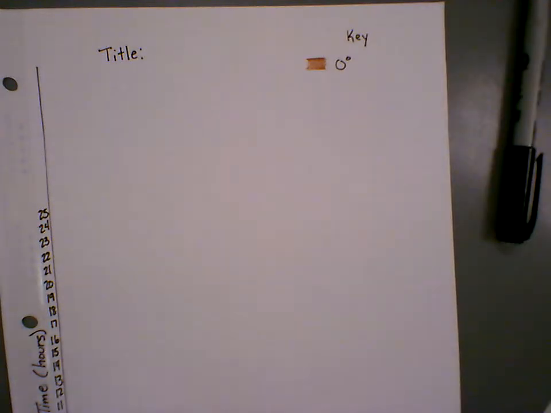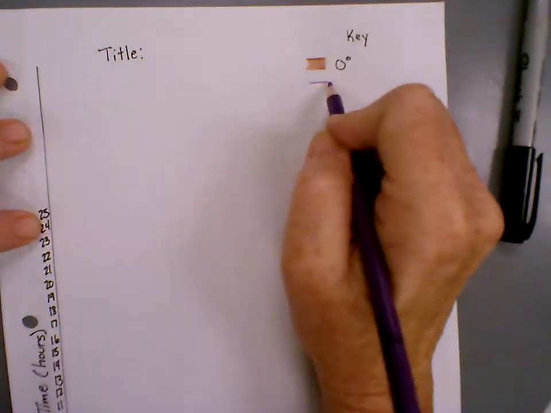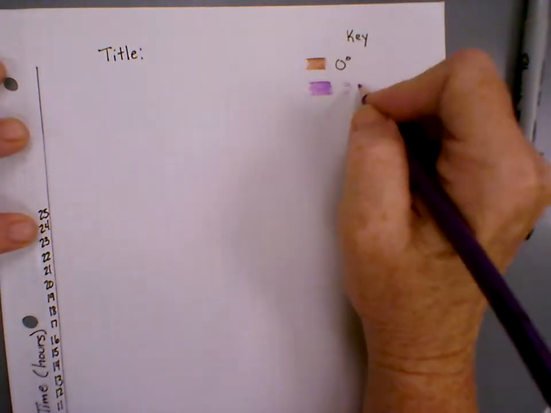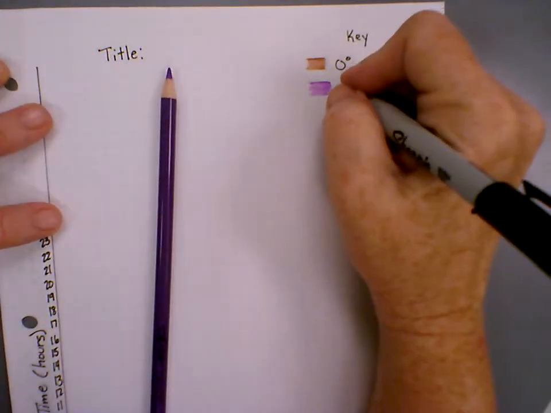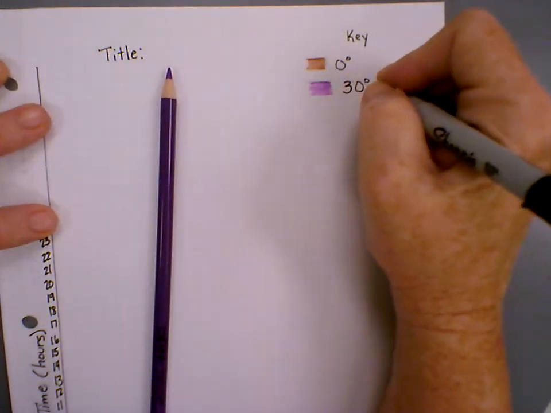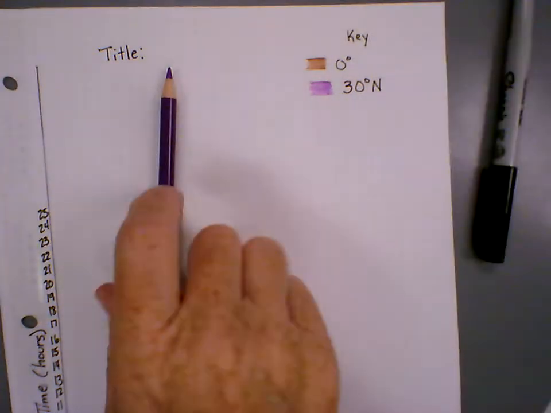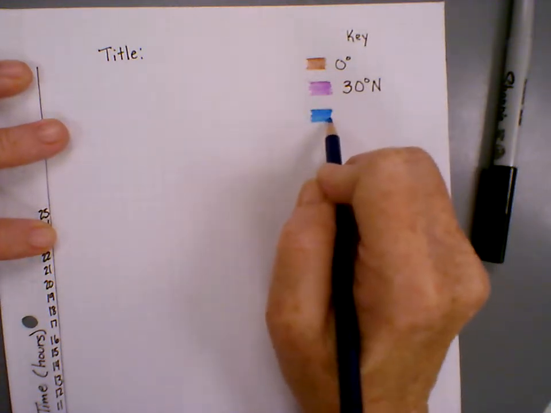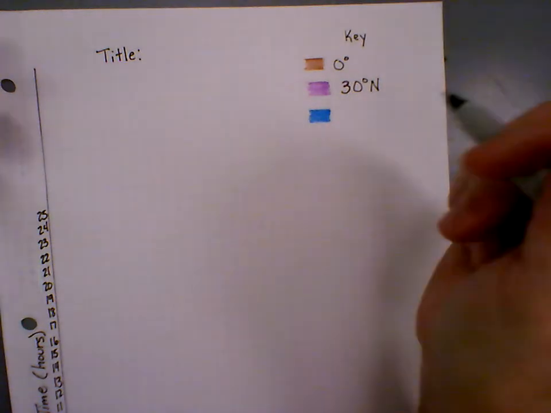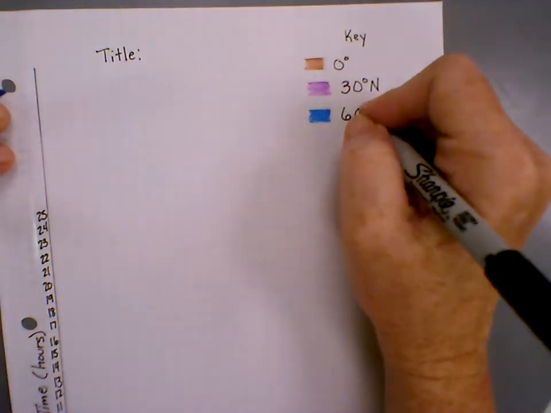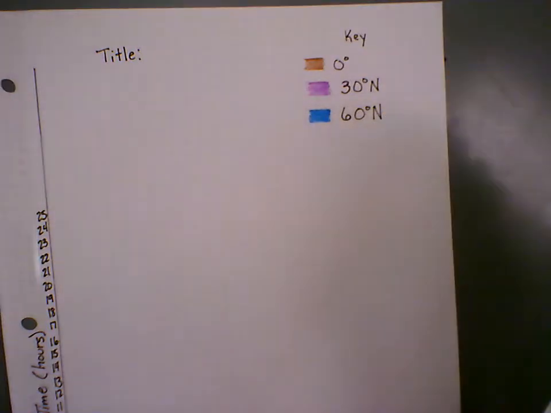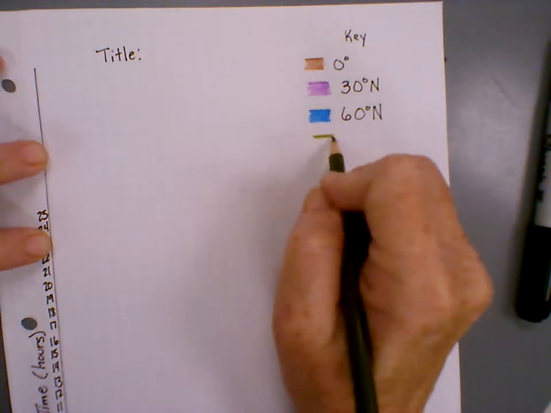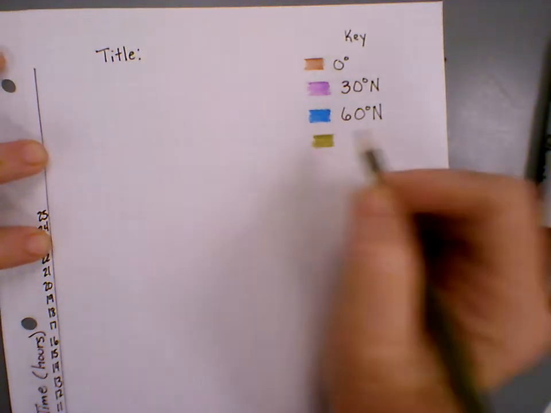And then I used purple, and purple was for my 30 degrees north. Then I used blue. And again, this is for 60 degrees north. And I used green. And the green represented my 90 degrees north.